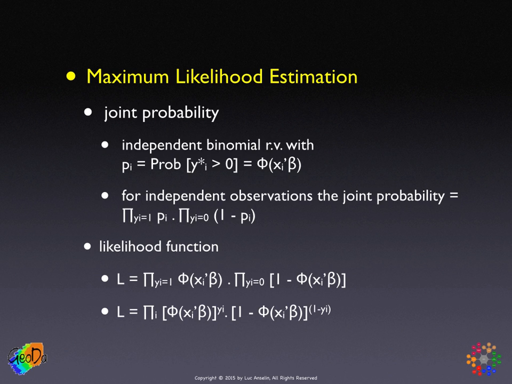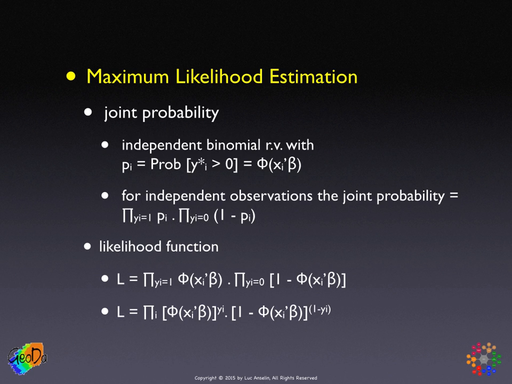So since the observations are independent, the likelihood consists of the product of all the probabilities for the events that actually happen, with y sub i equal 1, and the complement, 1 minus p sub i, for when the event does not happen. That is standard binomial. In the likelihood function, we replace the p's by the phi's.